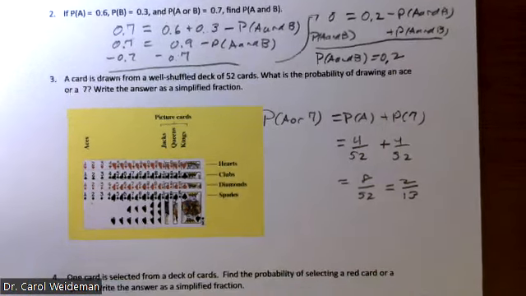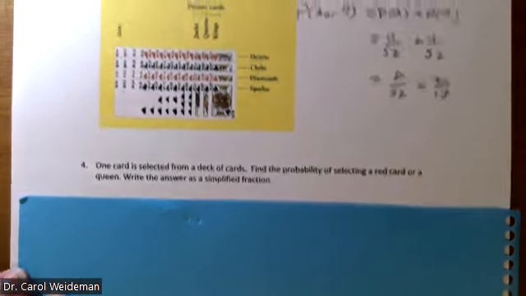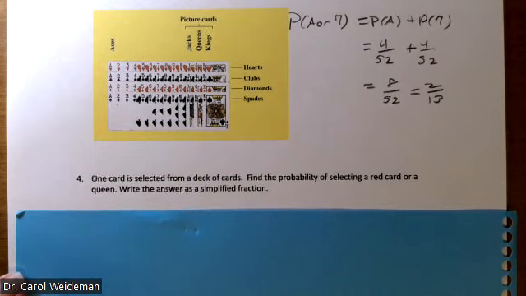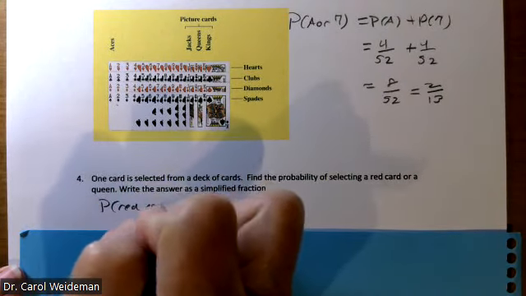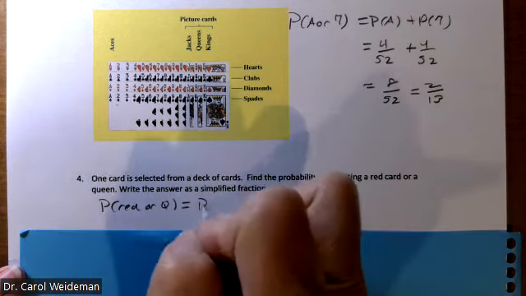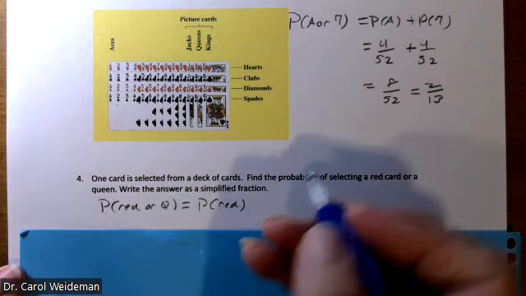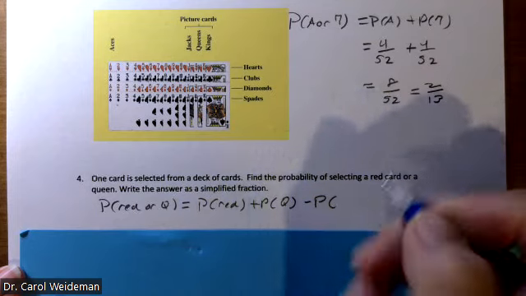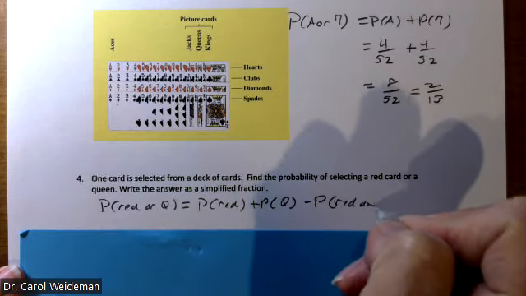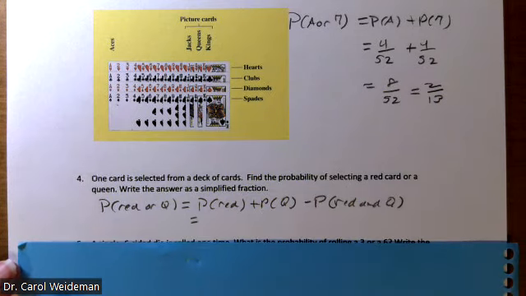All right, let's do another one from a card deck. This time we're going to do events that are not disjoint. We want to calculate the probability of a red card or a queen. And those are not disjoint because we have red queens. So we're going to calculate it like this. The probability of red or queen is the probability of red plus the probability of queen minus the probability of red and queen.